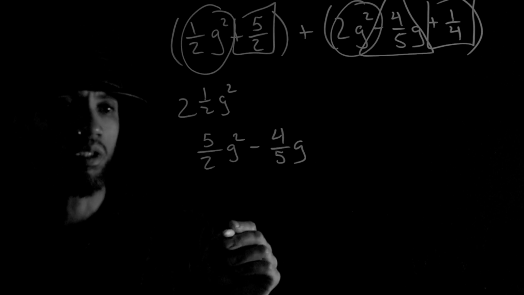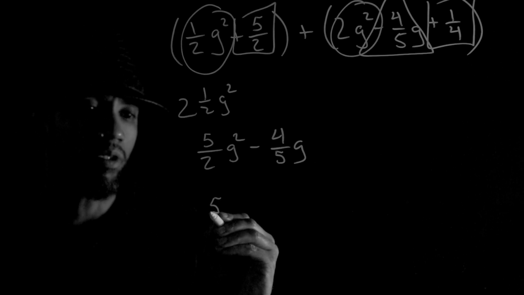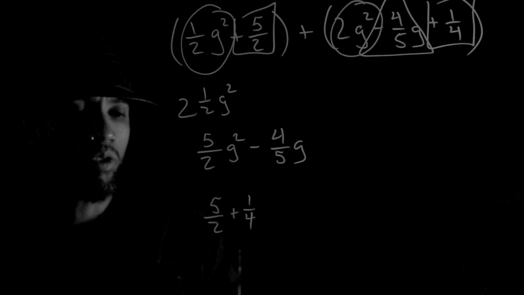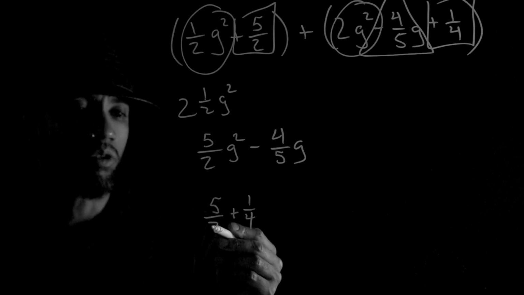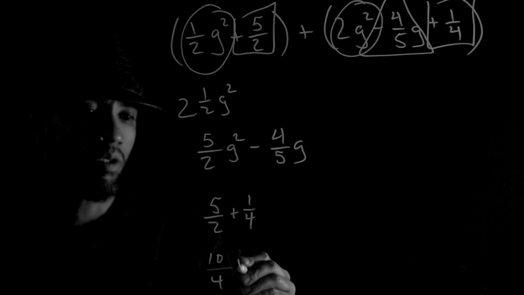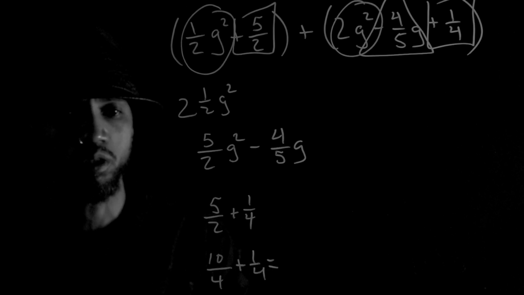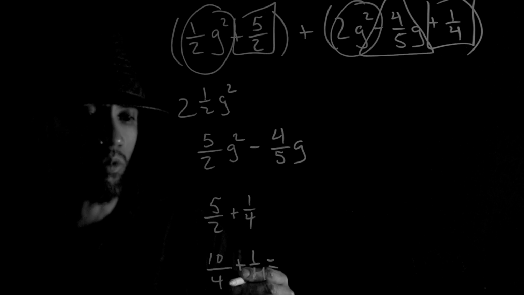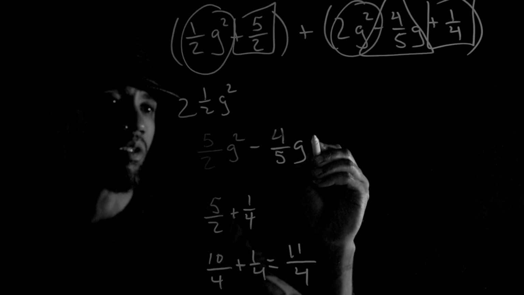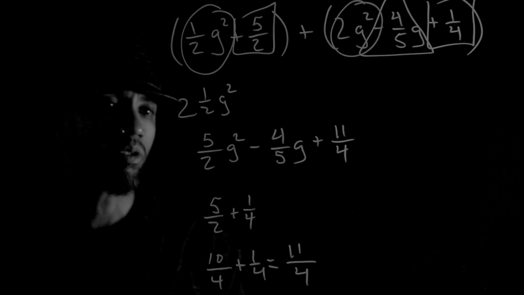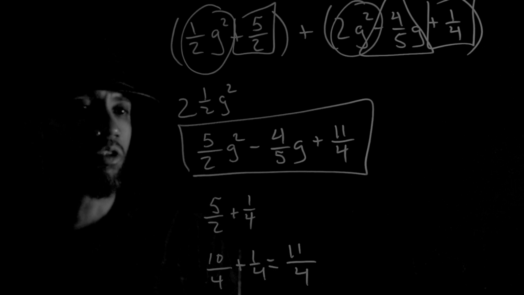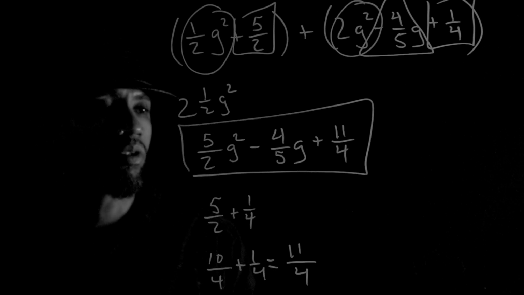Okay, so maybe you got a little rusty on adding fractions. Let's do the work down here really quick. We have 5 halves and 1/4. What do we need? We need a common denominator, so you just got to double this to make it 10 over 4, I mean 4 over 10 plus 1 over 4. And now we can add fractions, okay? You keep the denominator the same. 4 plus 1 is 5. Okay, so then it's plus 11 over 4. And we are done there. Okay, here's your final answer. 5 halves g squared minus 4/5 g plus 11 over 4.